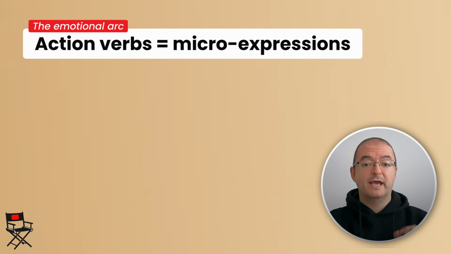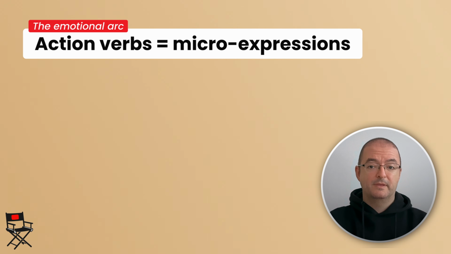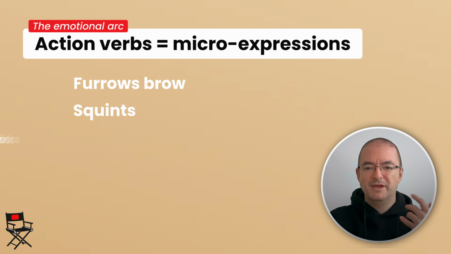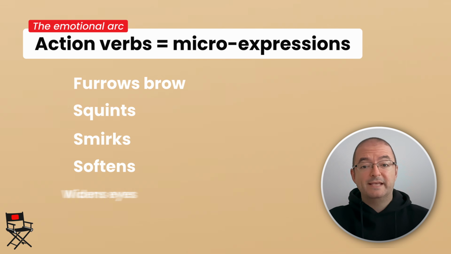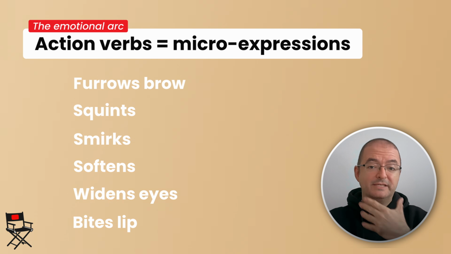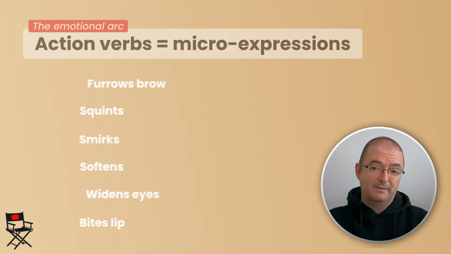You have to use action verbs for the face. Words like furrows brow, squints, smirks, softens, widens eyes, bites lip. These microexpressions give Veo 3 the roadmap to animate the facial muscles realistically.